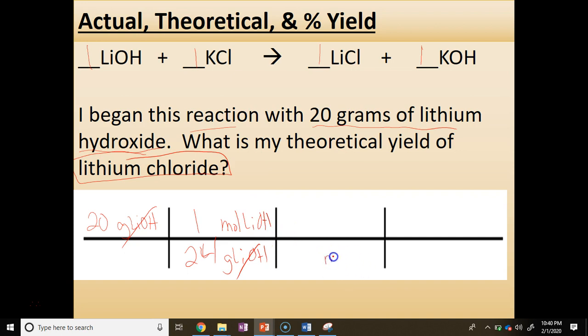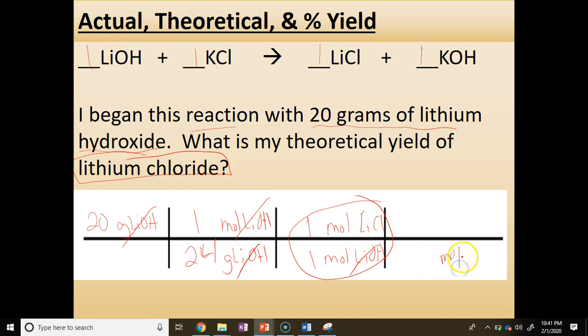I'm going to continue by bringing that down, moles of LiOH. And since we're trying to get to lithium chloride, we're going to go to moles of that. I see mole over mole. Reminds me to go get my mole ratio, which just happens to be 1:1 for everything here. Moles cancels out. Leaves me with moles of LiCl.